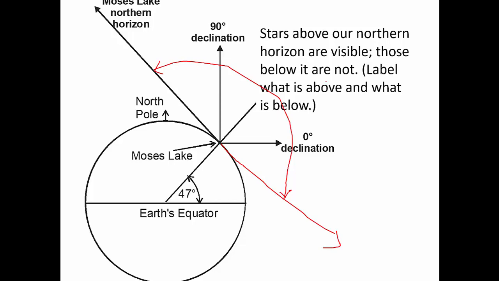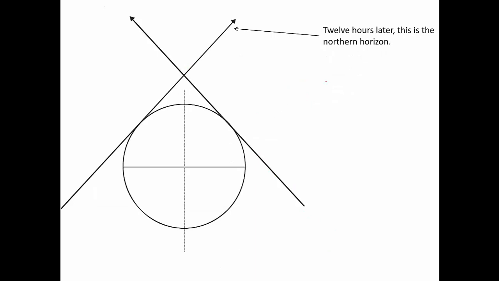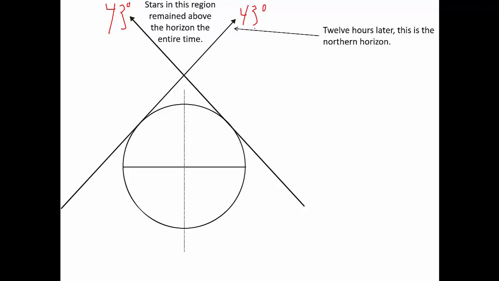Now, let's have the Earth rotate by 12 hours. There's our northern horizon now. And the stars in that region between those two arrows stayed above the horizon the entire time. And remember what the declination of that thing was? This was 43 degrees north latitude. 12 hours later, this will have a declination of 43 degrees, plus 43 degrees, and the things above plus 43 degrees were always above the horizon. So that's pretty good. Any star with a declination above plus 43 degrees is always above our horizon.